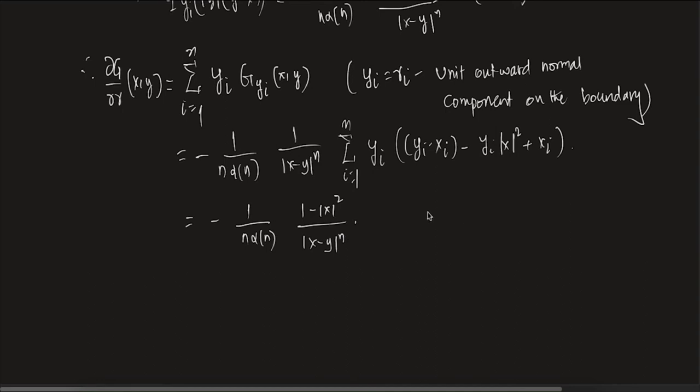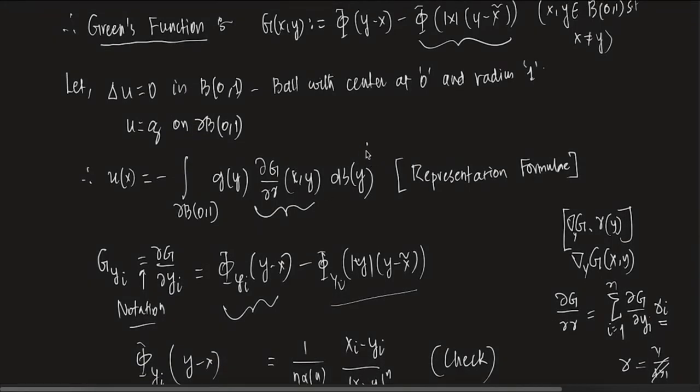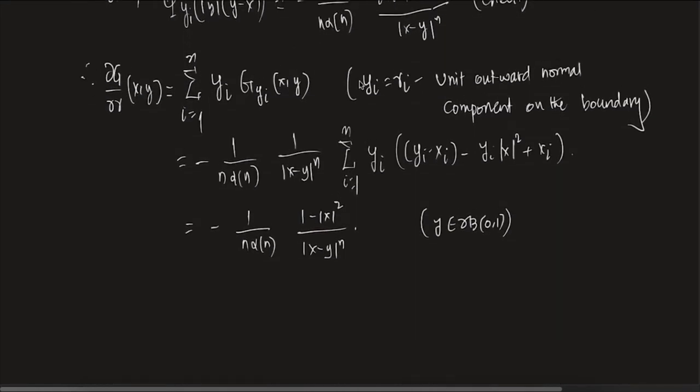Okay. So please remember, where is y? You can't choose y from anywhere. You see here y is on the boundary of the ball. We want y from the boundary of the ball. I don't care what y does outside. So basically all of this calculation is for y on the boundary of the ball.